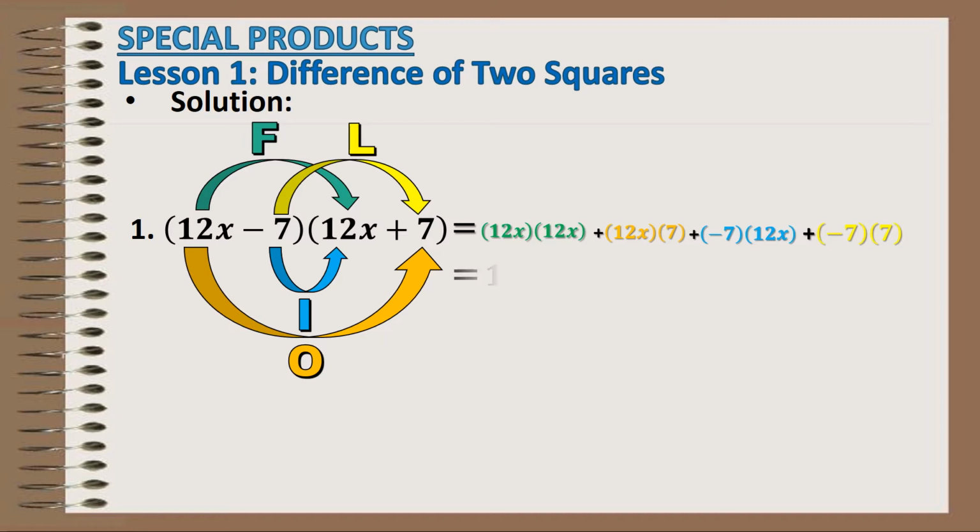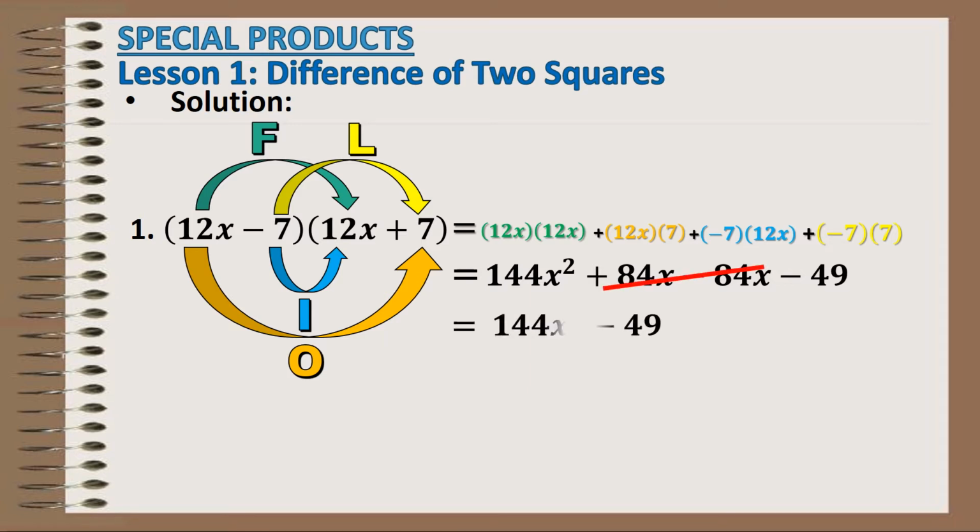Simplify, we have 144x squared plus 84x minus 84x minus 49. Our middle term can be cancelled out. And our final answer is 144x squared minus 49. But if you have noticed, we have a pattern.